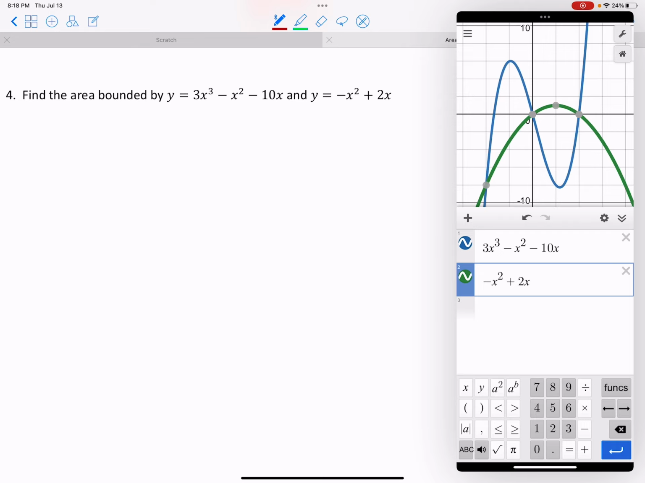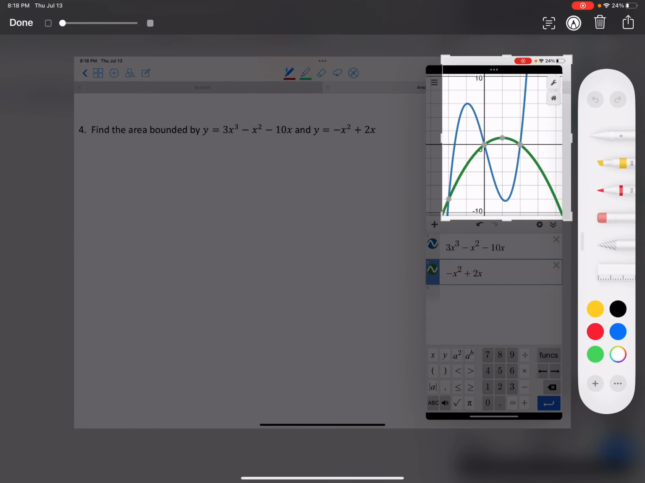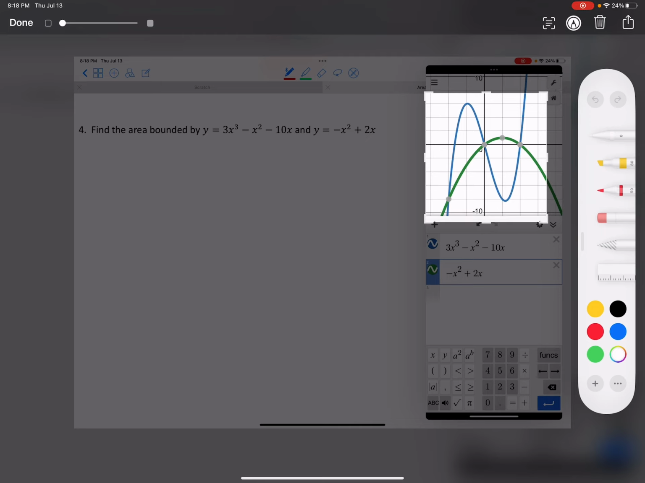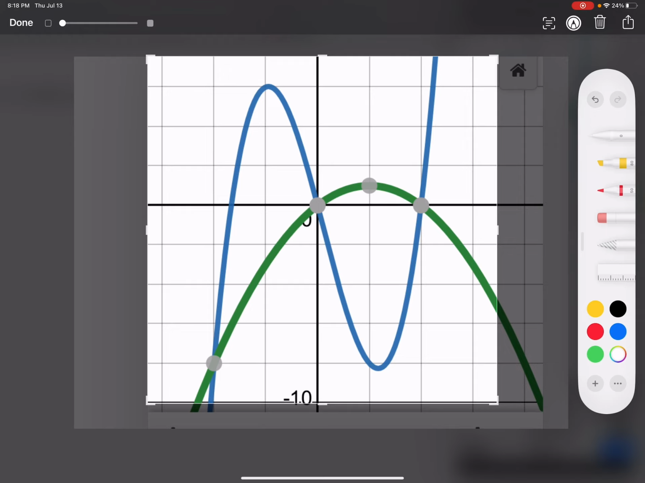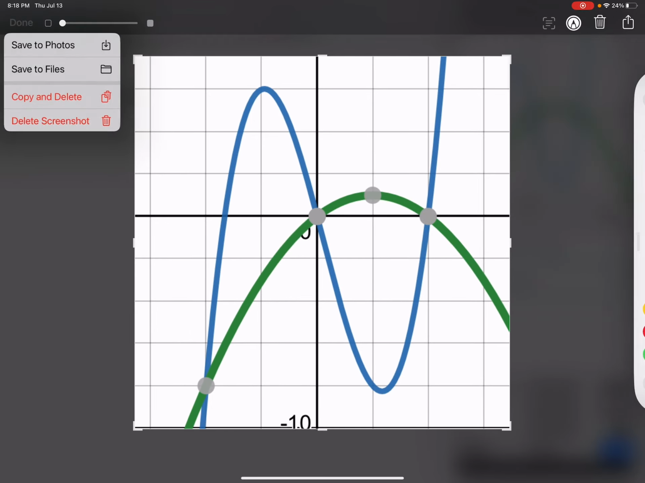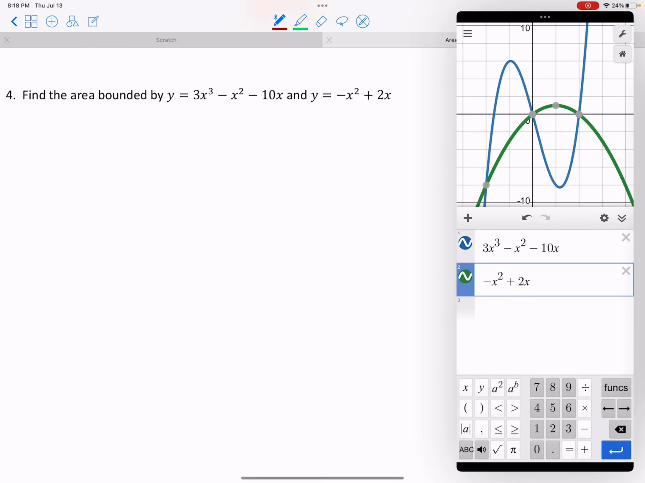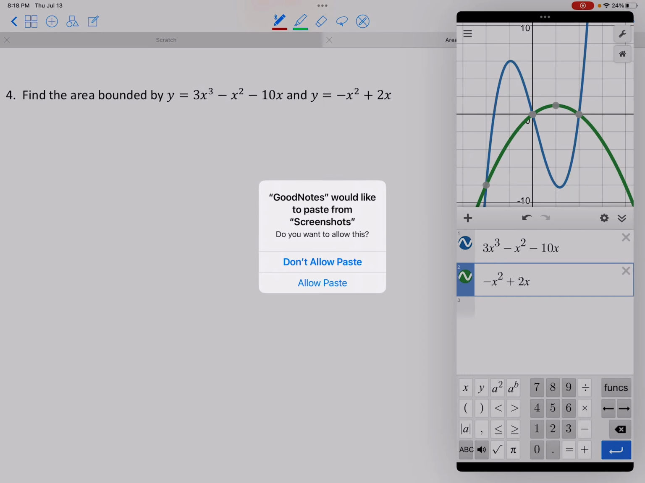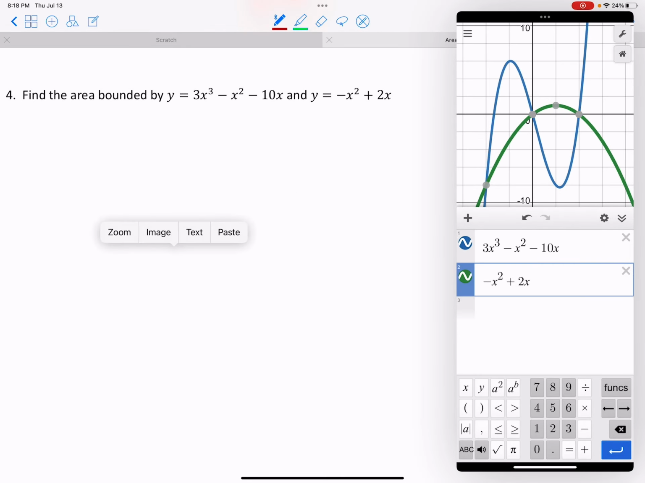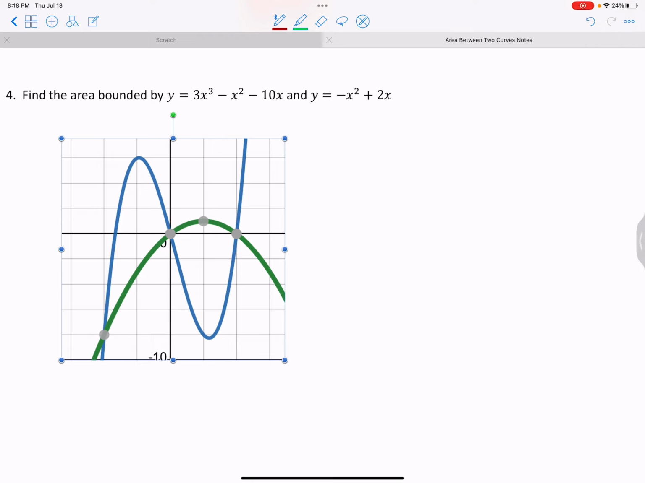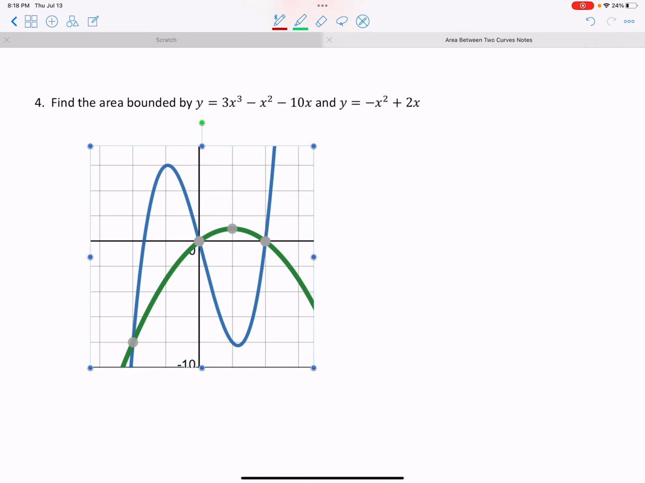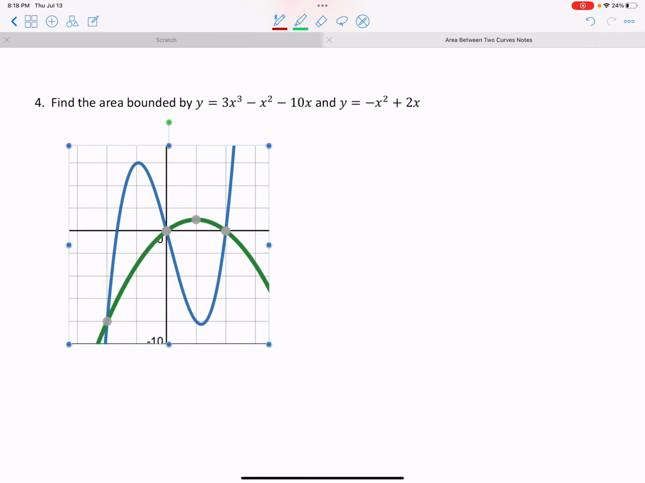Let me see if I can get this so I can manipulate it a little bit in my document. Don't mind me. And let me get rid of that. That looks good. Done. Copy and delete. And allow it to paste. Boom. Okay, so now I don't need this. Okay, so we got the graph from Desmos.